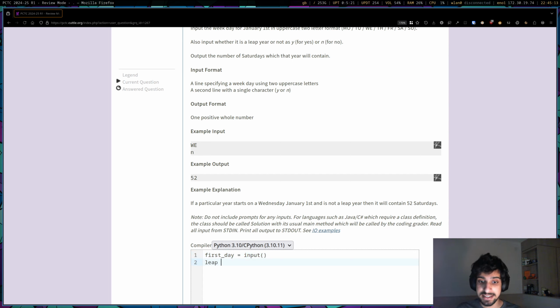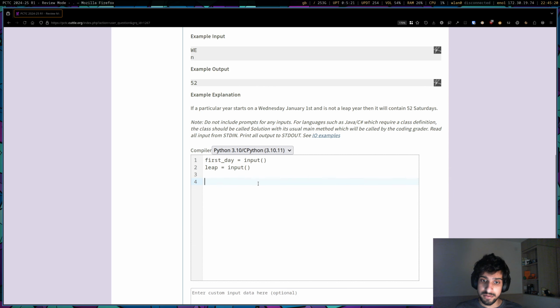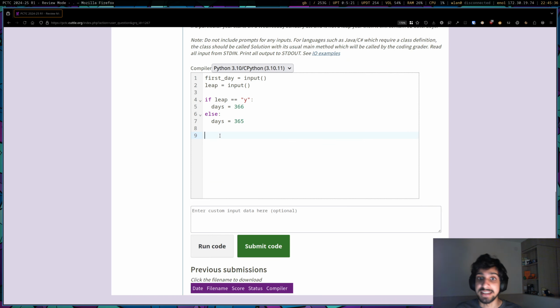Our next input is whether it's leap year this year or not. Okay, so now we should figure out how many days there are in this given year. So if leap is equal to yes, then total days is going to be equal to 366. Otherwise, the amount of days in this year is going to be 365. Okay, so now we need to figure out how many weeks there are in this year. So we can divide 365 by 7 to figure out how many weeks there are. Or I guess not 365, days.